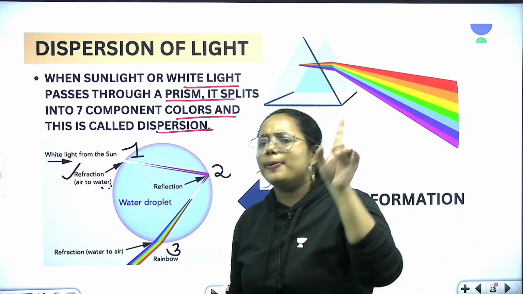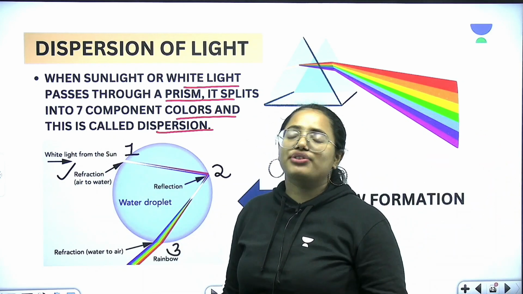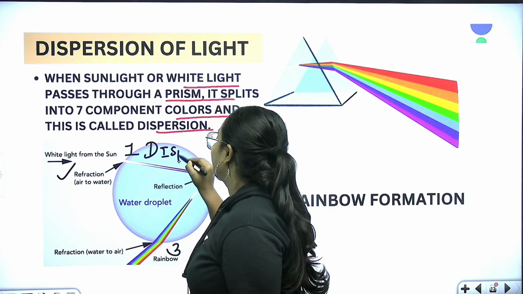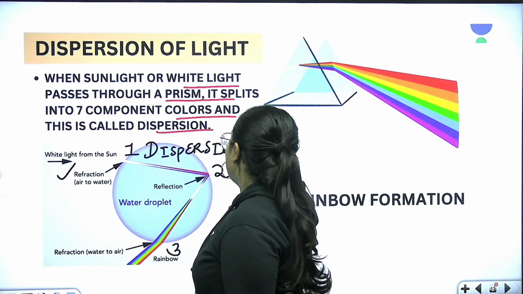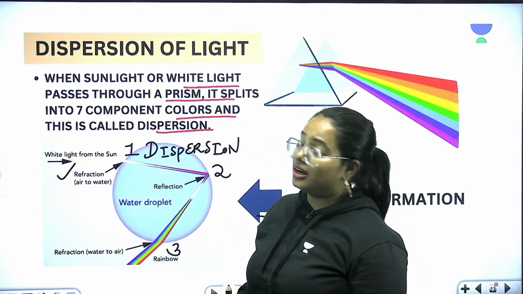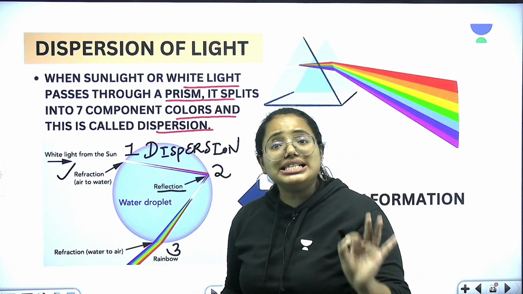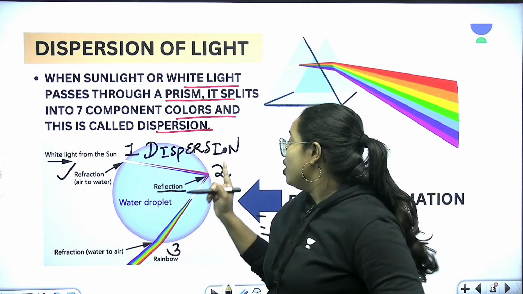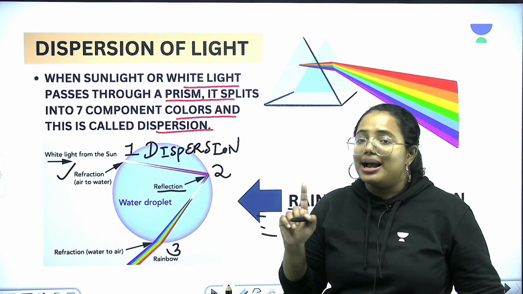And there is one more process which is happening. What is that? The white light splits into 7 different colors. So that means dispersion is also happening there. Okay, dispersion is also happening on the first surface. And what about the second surface? Oh, there is a type of reflection happening. But this is partial internal reflection. Please understand, on the second surface, the partial internal reflection is happening.